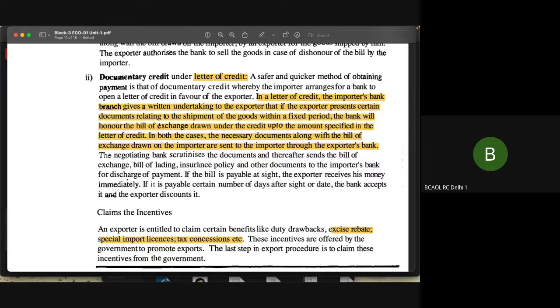So there is a reliability issue. Trust नहीं होती है. So for that matter, bank is involved and bank says कि sir give us the documents, we will release the payment. So that is your documentary credit and the letter of credit.